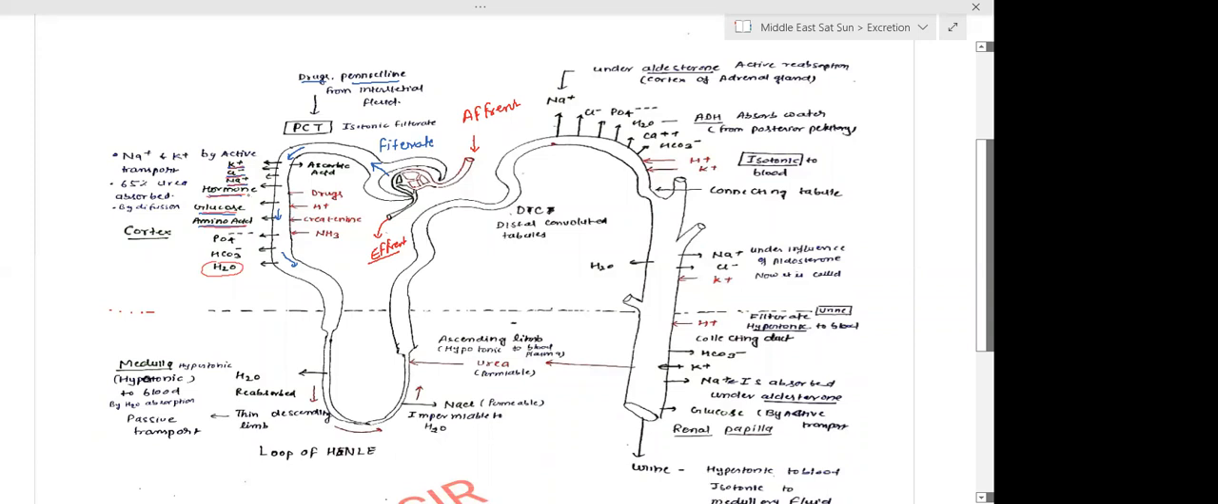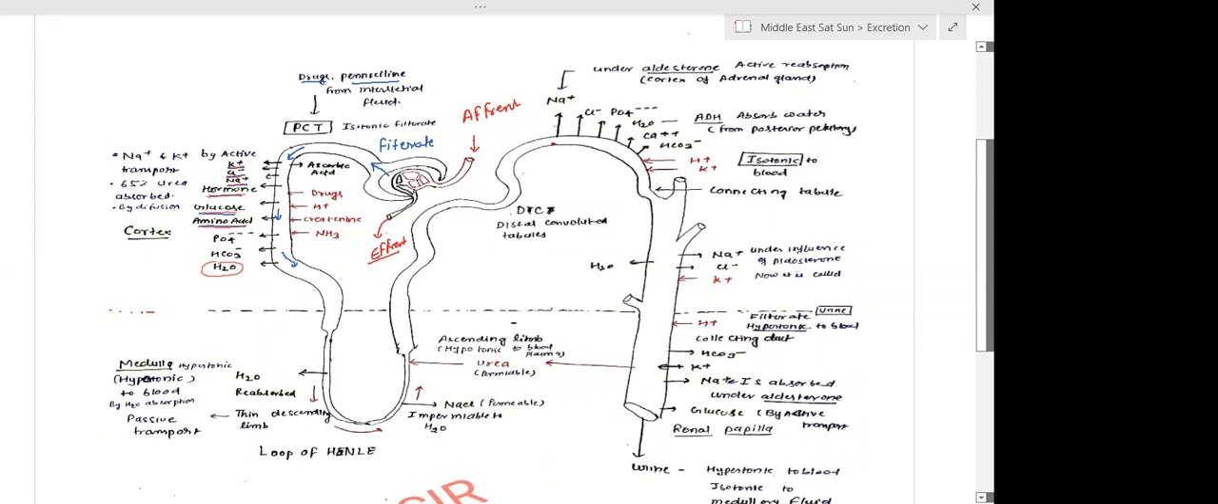Because of reabsorption of these substances, what will happen? The concentration of urine will decrease, right? So that's why the substance will become hypotonic over here, right? The concentration will reduce. Now this filtrate will pass out into the loop of Henle.